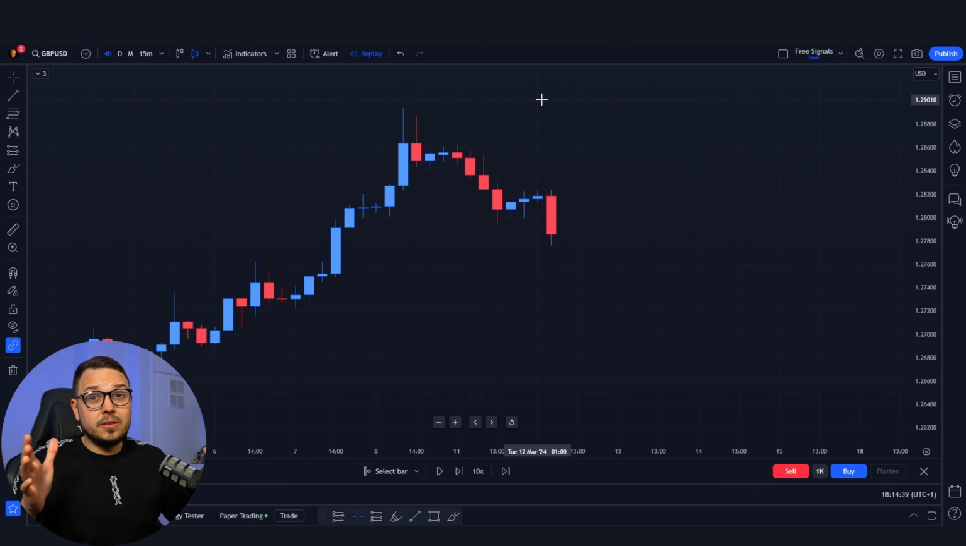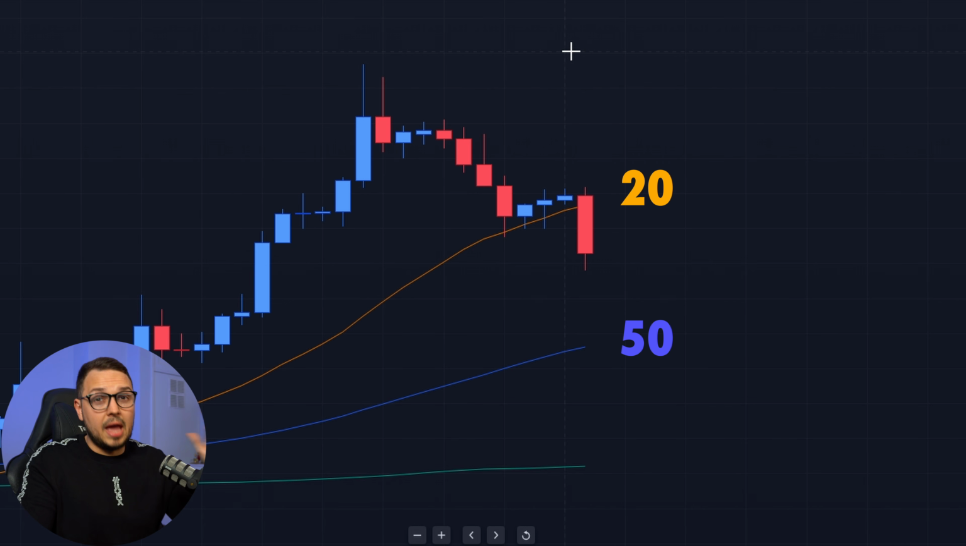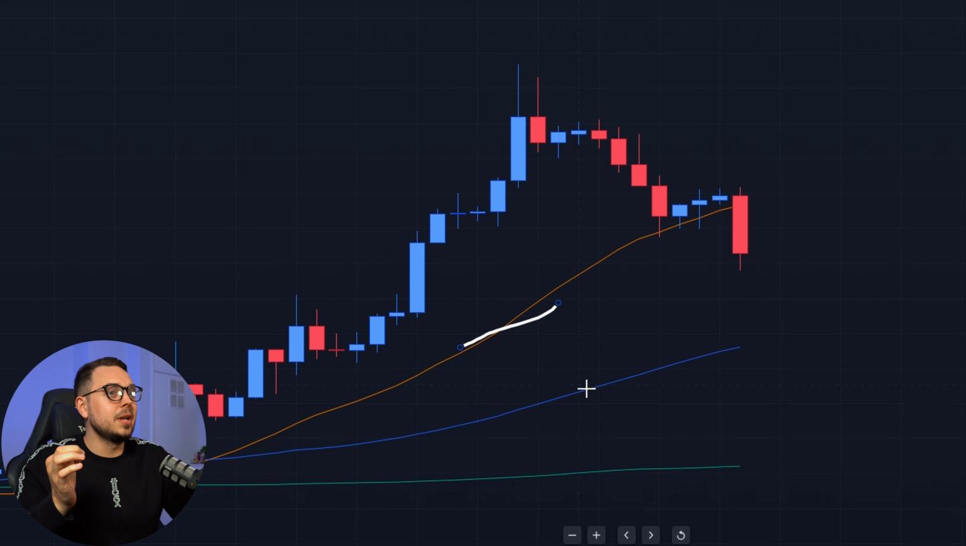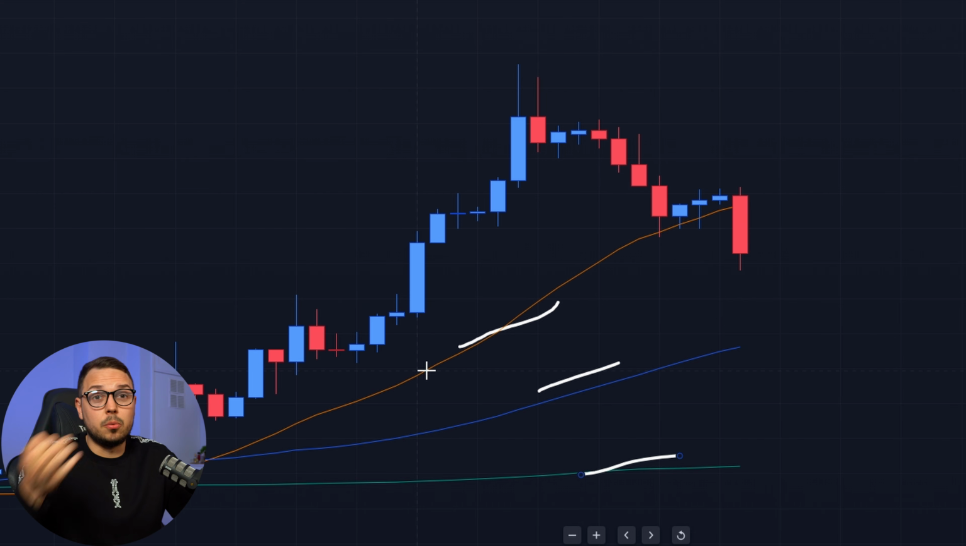Okay, so we're starting this trading strategy with three indicators. We will need the 20, 50 and 200 moving averages. These trading indicators are crucial to your success. We then want to make sure that the moving averages are following one directional bias. In this case, the market is currently bullish.